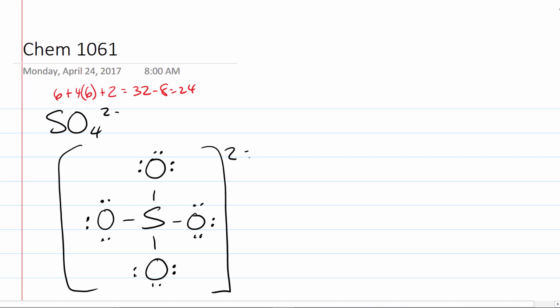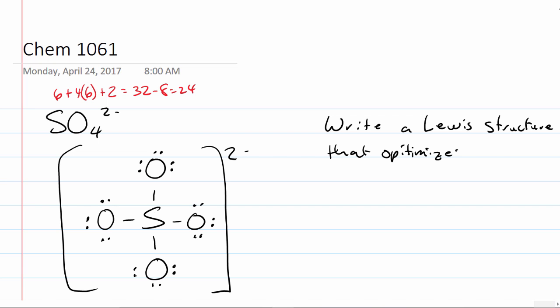But now what we're going to do is we're going to take the structure and we'll do this. We're going to write a Lewis structure that optimizes the formal charge on each atom.